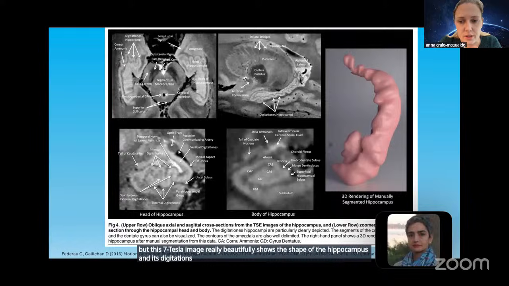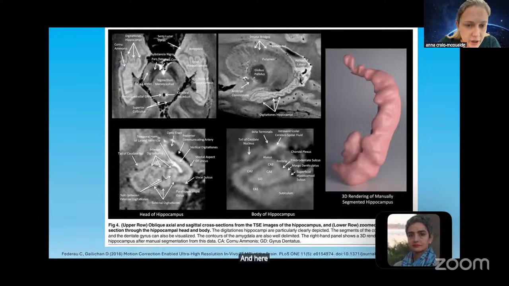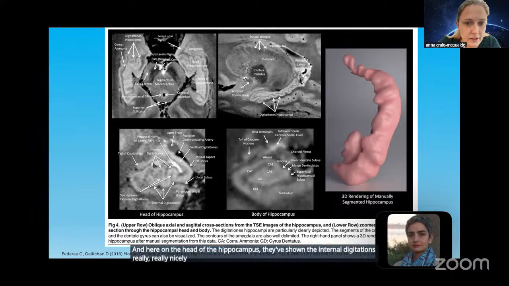And this is a 3D rendering that this group did by manually segmenting out the hippocampus from their 7 Tesla imaging. And here on the head of the hippocampus, they've shown the internal digitations really, really nicely. And you can even see here the fimbriodentate sulcus.